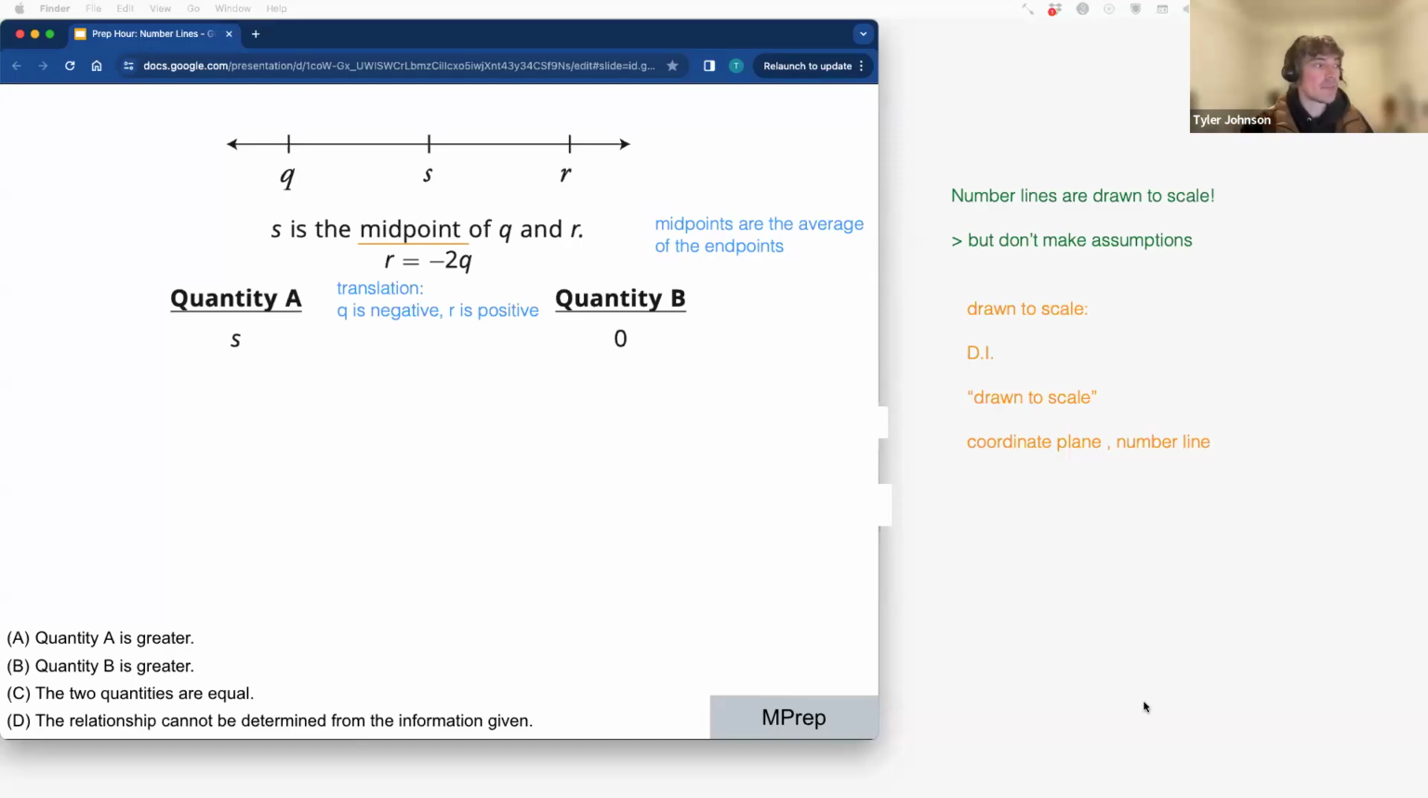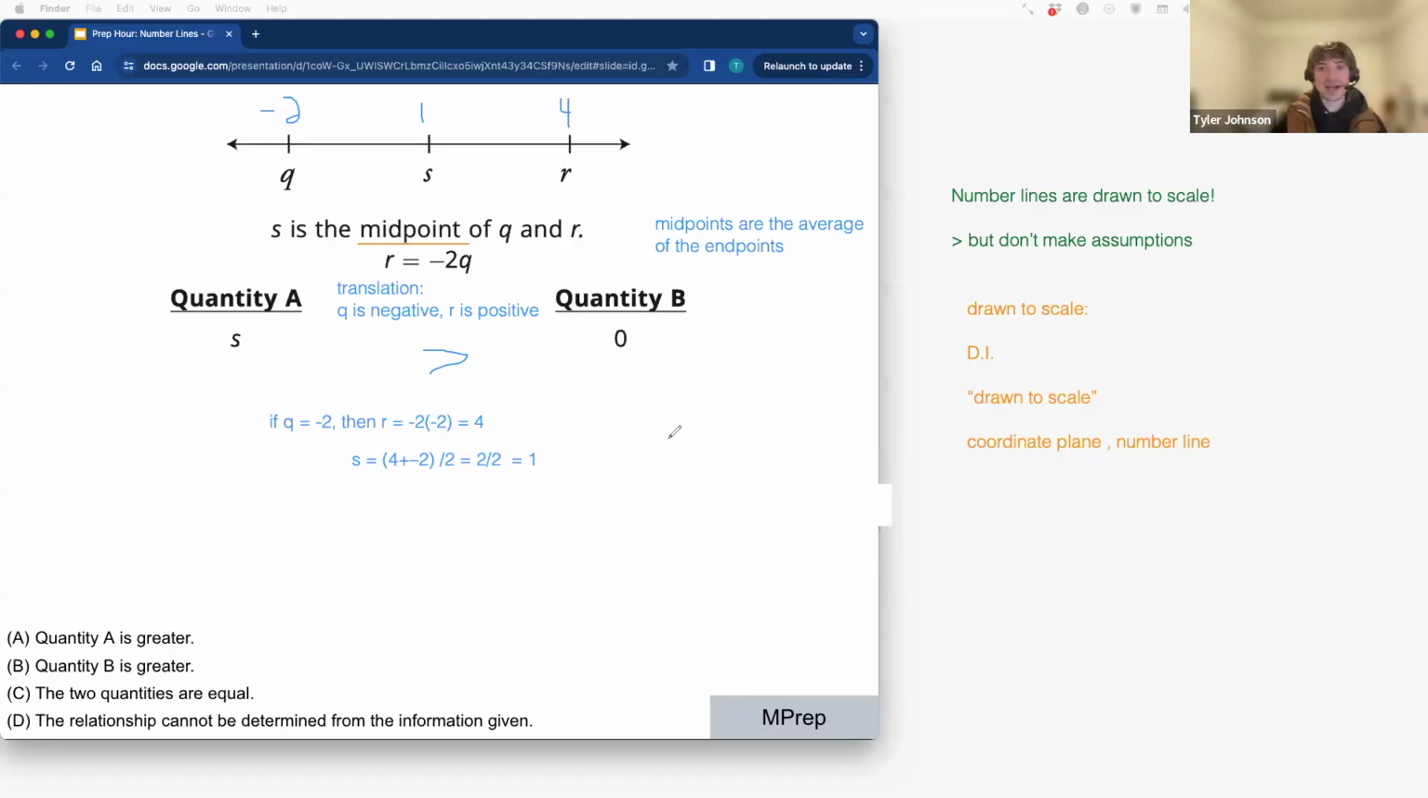So let's pick some numbers and see what happens. If I make Q be a value like -2, R is -2 times -2, so R would be 4, which means S is going to be the average of those two. So 4 plus -2 divided by 2, that's going to get you 1. So there's a case where S is larger than 0.